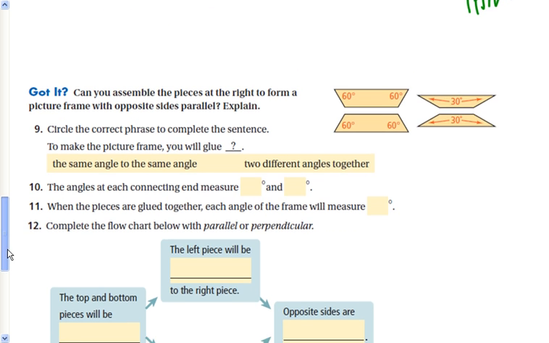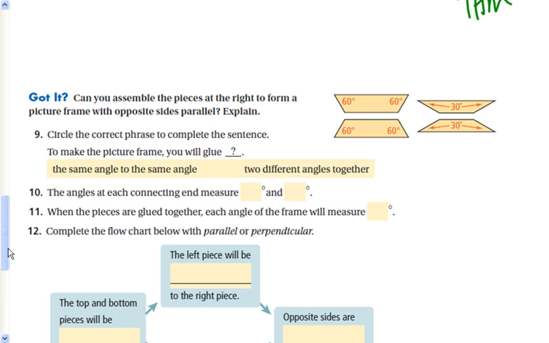All right. So if you look at this picture, we want to know if we can assemble the pieces to form a picture frame with opposite sides parallel. To make the picture frame, you will glue two different angles together. The angles at each connecting end measure 30 degrees and 60 degrees. When the pieces are glued together, each angle of the frame will measure 90 degrees.